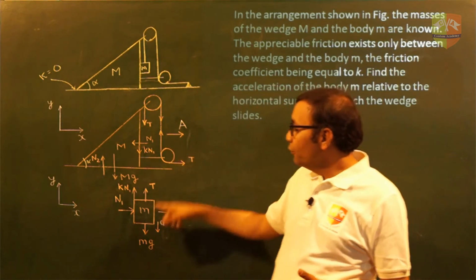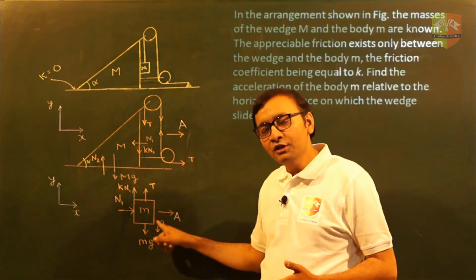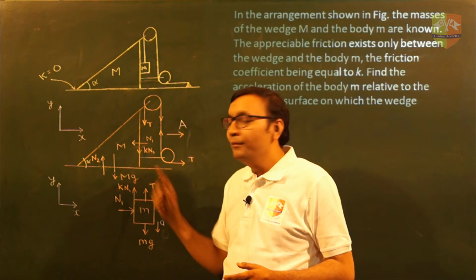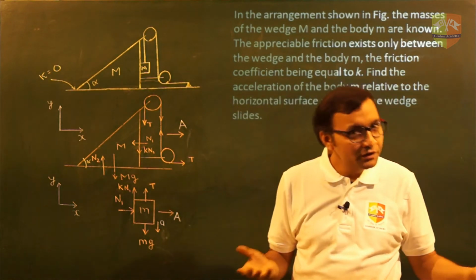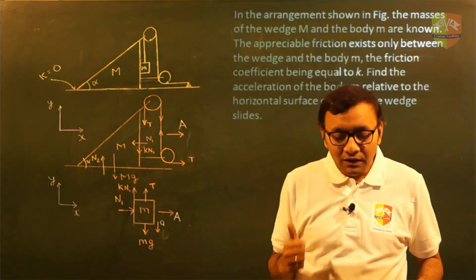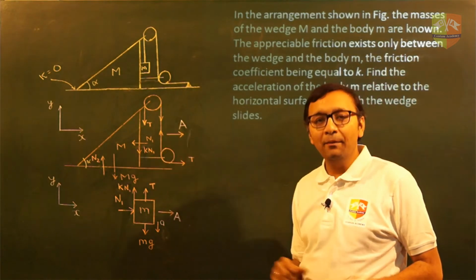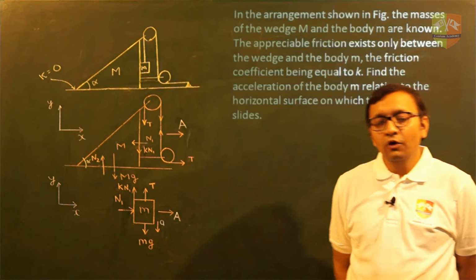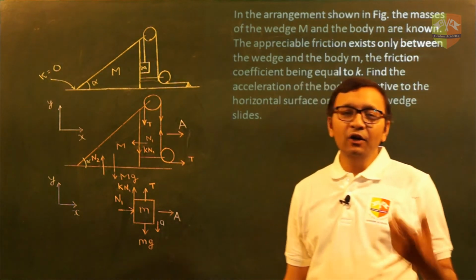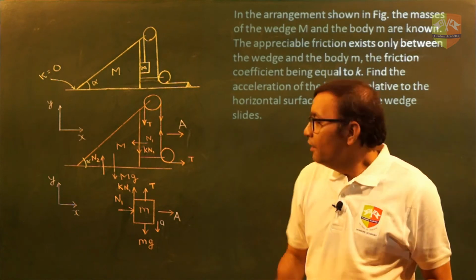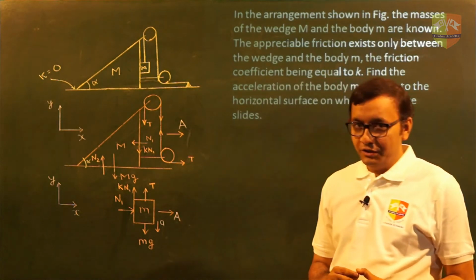But whatever force is applied by capital M on small m, there is a pair, because both small m and capital M are part of our system, right? So this is the free body diagram of small m and capital M. Okay, so let us write Newton's second law equation for the wedge as well as for small m. First let us write for the wedge.